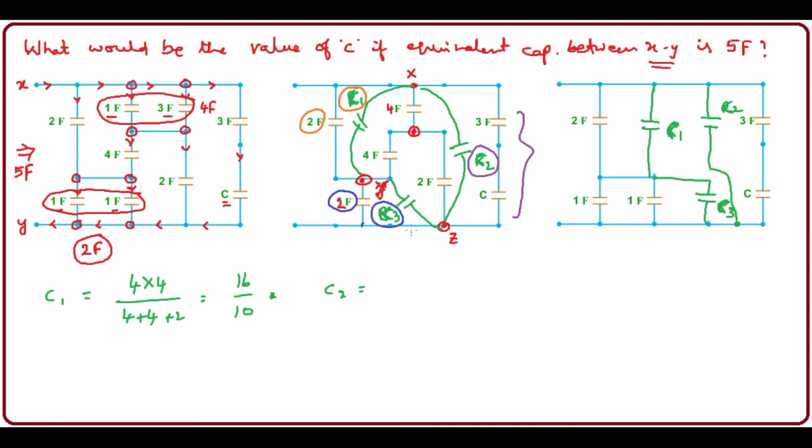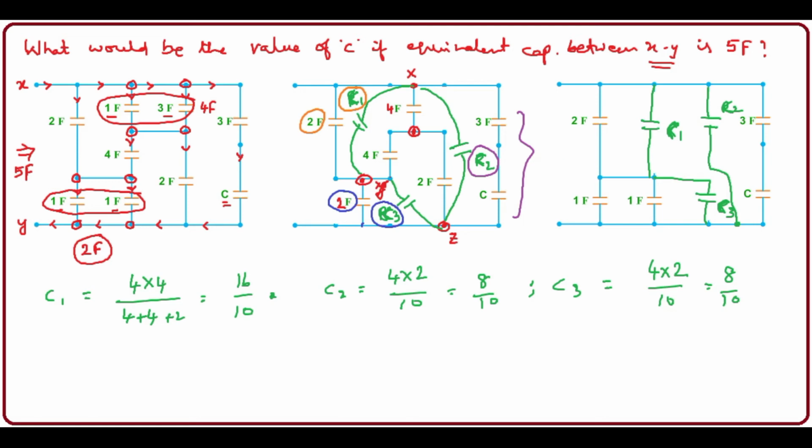Next C2. This is C1 and this is C2, so C2 will be 4 into 2 divided by 10, which is equal to 8 by 10. Similarly C3: the connected capacitors are 4 farad and 2 farad, so 4 into 2 by 10, which is equal to 8 by 10. Let it be, no problem. So those are the values.